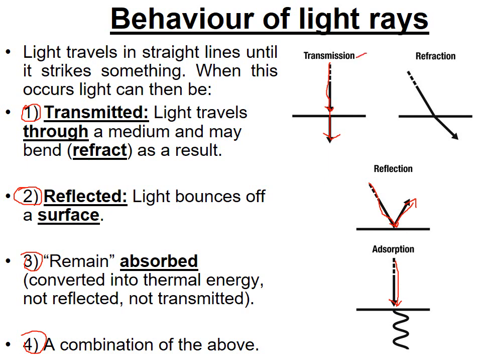During transmission, sometimes what you might see is the light ray will go through a surface but bend as it goes through. In that case, we have transmission but also refraction. I'll go over each of these concepts in more depth on the next few slides.